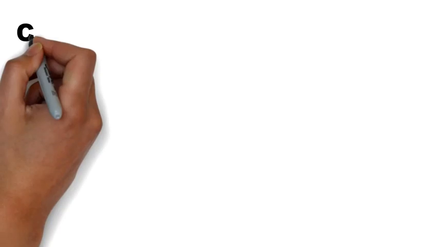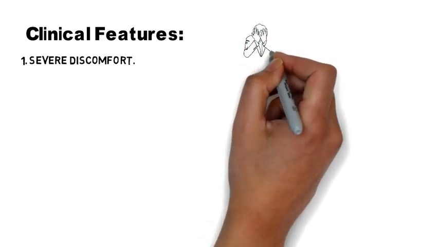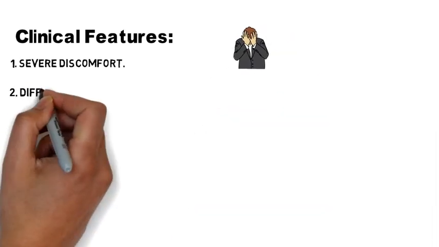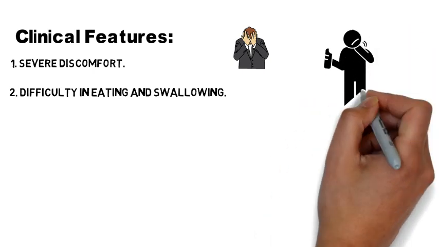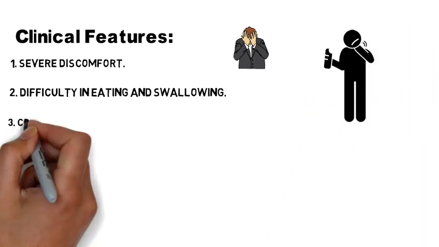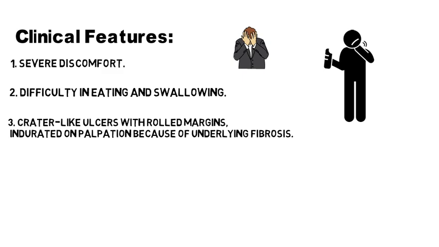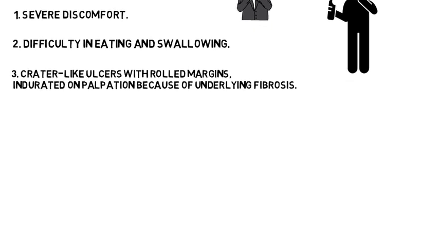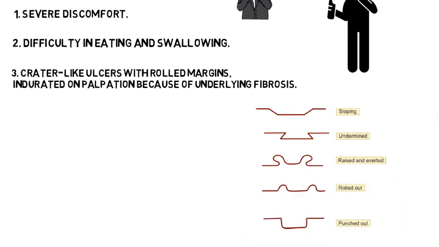Moving on to the clinical features. There will be severe discomfort, which is due to the inflammation and burning sensation of the ulcers. Difficulty in eating and swallowing due to the same reason. And lastly, there will be crater-like ulcers with rolled margins, indurated on palpation because of underlying fibrosis. This is the diagrammatic representation of rolled margins, the fourth in the row.